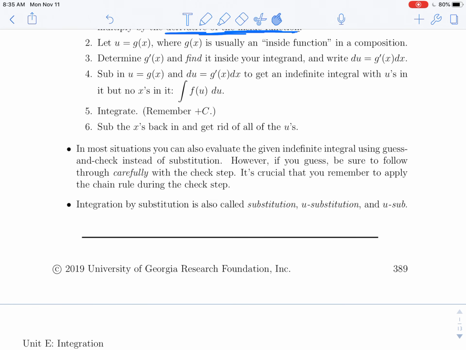Step 5, integrate, and remember your plus c because you're doing an indefinite integral. Step 6, the last one, is sub the x's back in and get rid of all of the u's.